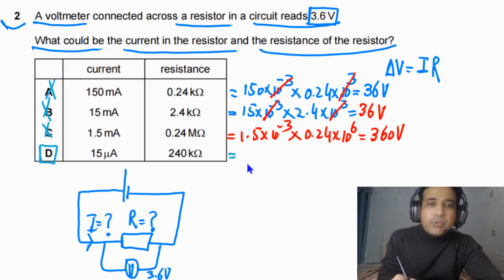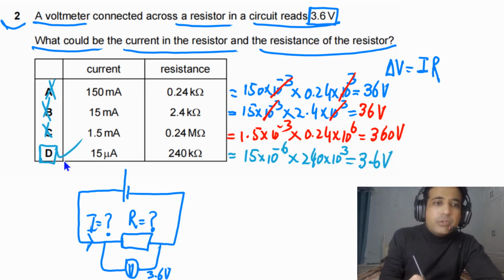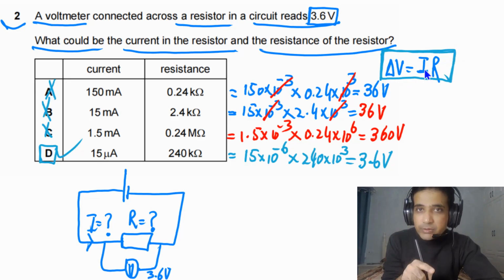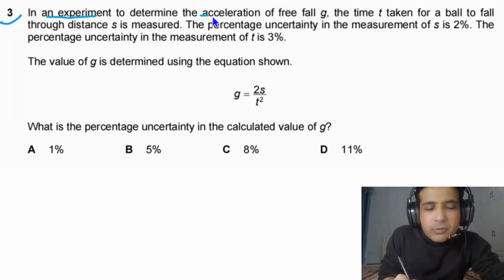If you multiply 15 microamps, this is 10 to negative 6, multiplied by 240 times 10 to 3, you will get the final answer, which will be equal to 3.6 volts. So this is the answer. The main concept in this case is simply that the potential difference across a resistor is equal to the product of the current passing through the resistor and the resistance of the resistor. So the answer is D.